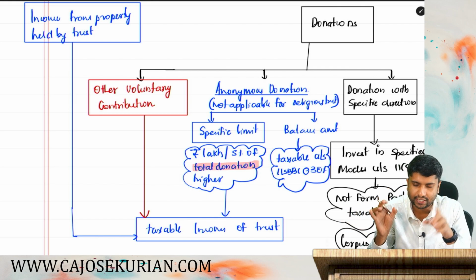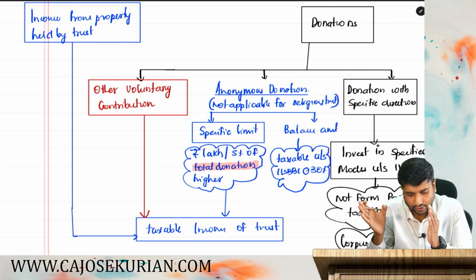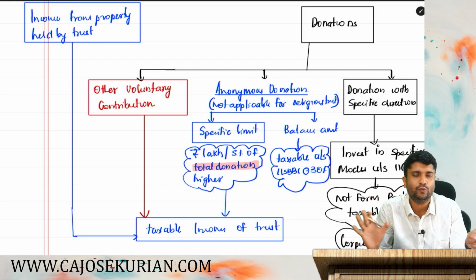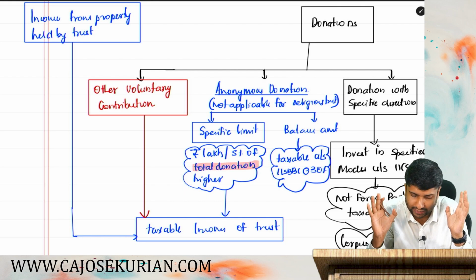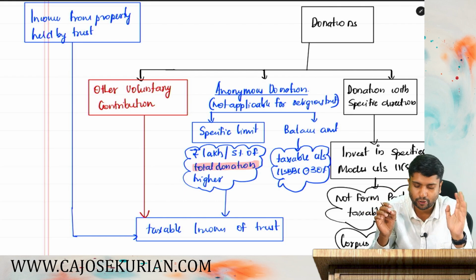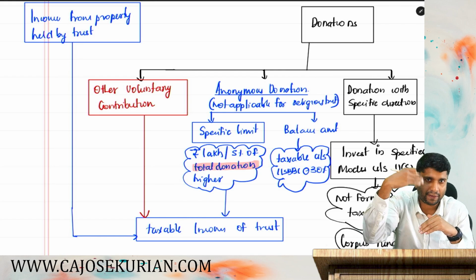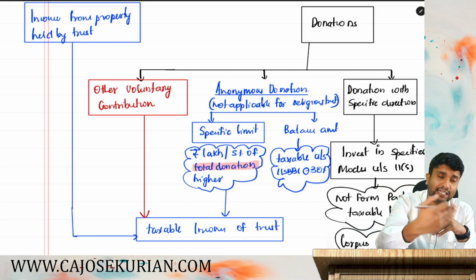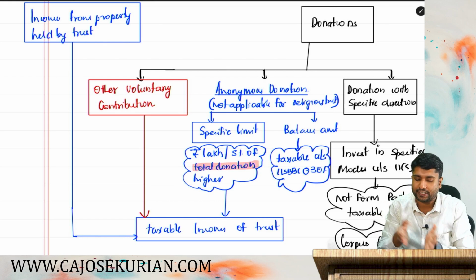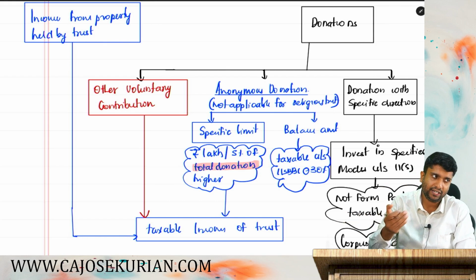And how about donations? You split the donations into three. Number one, donations with specific direction. If you invest it in specified mode, don't worry, it will never form part of the taxable total income. If it is an anonymous donation, split that into two. Specific limit will form part of the taxable total income, and the remaining has to be directly taxed at 30%. And other voluntary contribution, directly put it as a part of the taxable income of a trust.